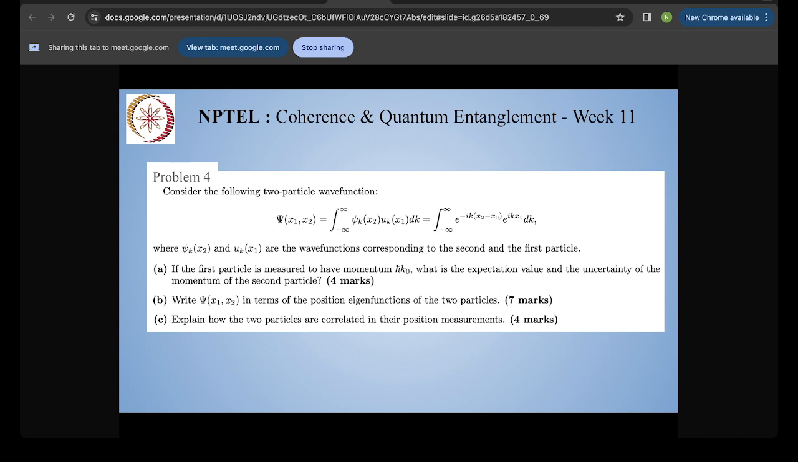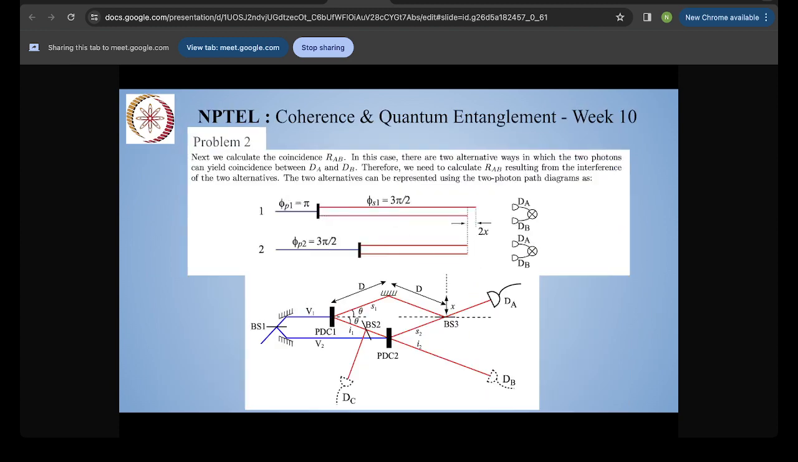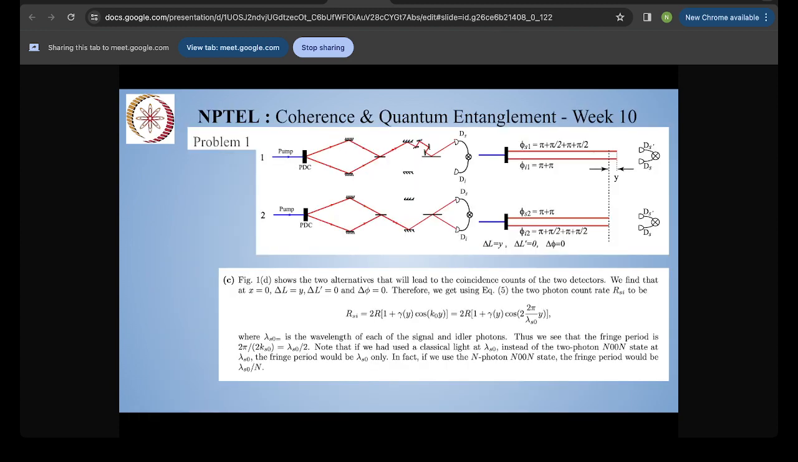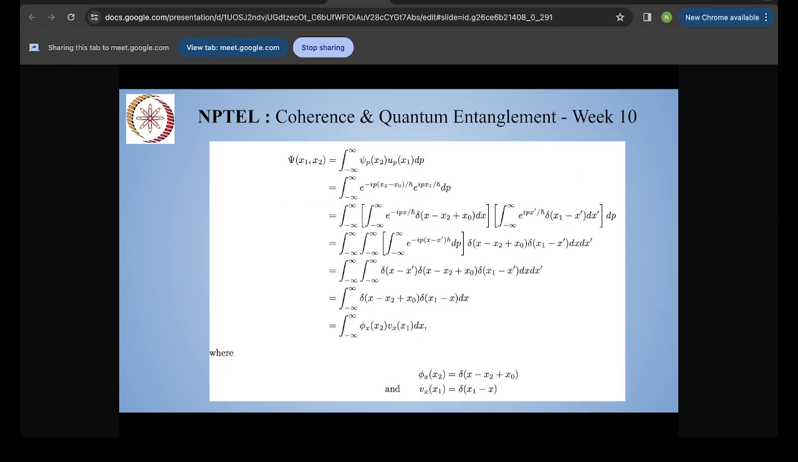Now it is saying: explain how the two particles are correlated in their position measurements. So the answer, for the above two-photon state, let me go to that slide again. This slide. Given the two-photon state, psi_x(x1) equal to delta(x1 minus x) is the eigenstate of the position operator x1 of the first particle with eigenvalue x, and phi_x(x2) equal to delta(x minus x2 plus x0) is the eigenstate of the position operator x2 of the second particle with eigenvalue x plus x0.